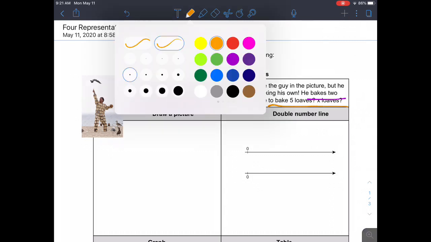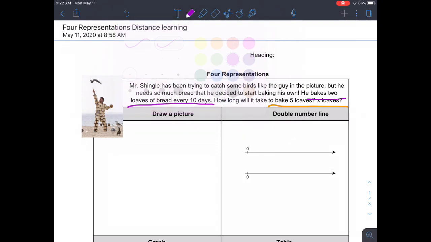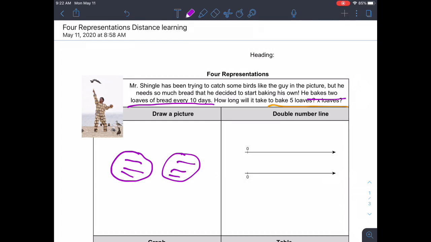So first off, we got to draw a picture. So we know that I bake 2 loaves of bread every 10 days. I'm going to draw a circular loaf of bread. There are some cut marks in the top. It looks so good. But I don't just bake 1, I bake 2. What a beautiful work of art. So that's 2 loaves of bread every 10 days. So for your picture, you can do something similar. You can do it more beautiful, or more simple. But that's how we start, making sure we understand the situation.